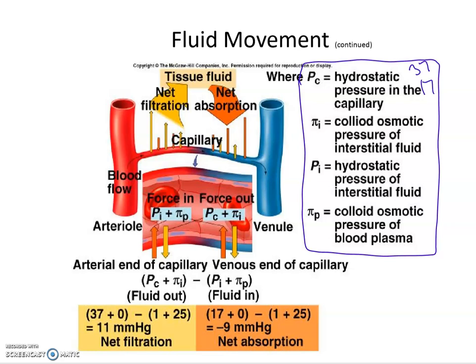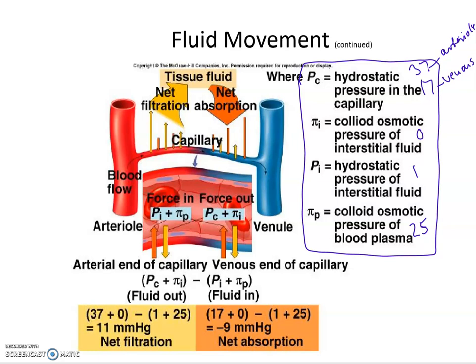The colloid osmotic pressure of the interstitial fluid is 0 millimeters of mercury, and then the hydrostatic pressure of the interstitial fluid is small, that's just 1 millimeter of mercury, and then our colloid osmotic pressure of the blood plasma, that is a significant force of 25 millimeters of mercury. And up here I put down the hydrostatic pressure in the capillary as it changes. On the arterial side it is 37 millimeters of mercury, and on the venous side, once we are through the capillary bed and coming out, it is 17 millimeters of mercury.